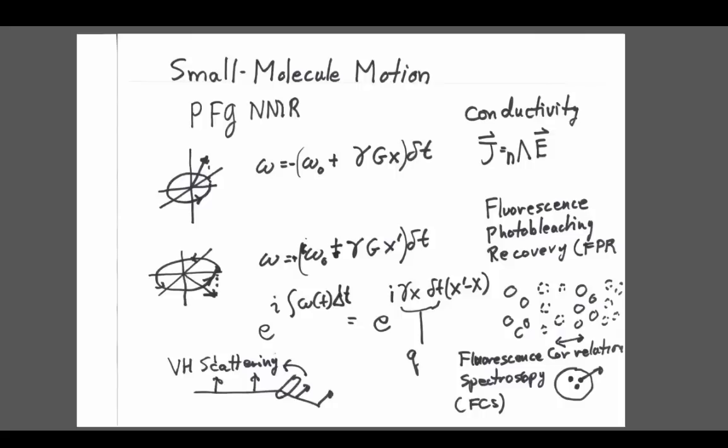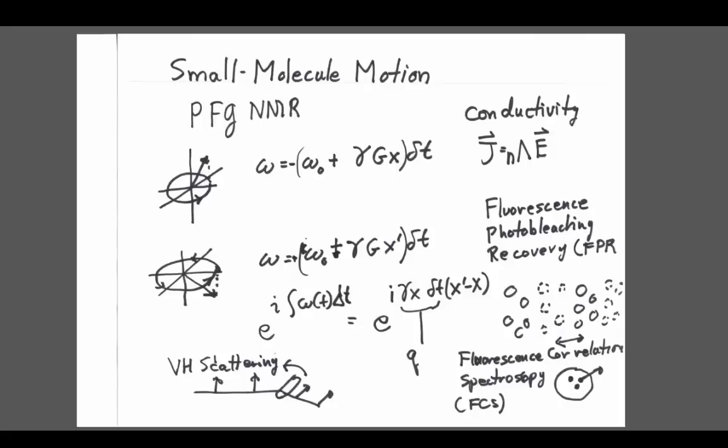And the current J is proportional to the electric field. It's proportional to the concentration N of the charged objects, and it's proportional to the conductivity lambda. And if you drop into solution things that raise the viscosity or whatever, you can see how lambda depends on solution properties.